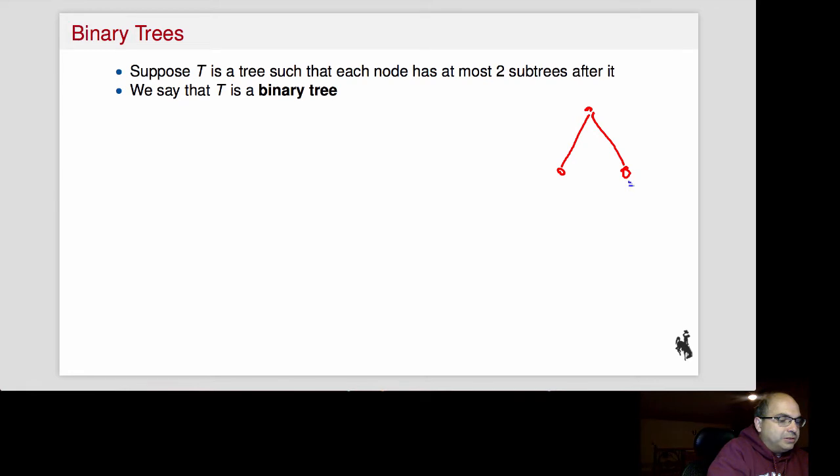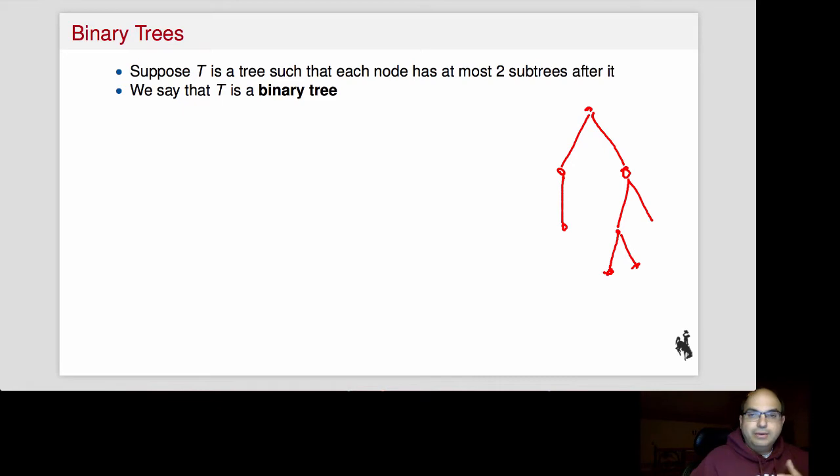Now each child has at most two children. It doesn't have to have two. It could have just one, for example, right? It just has to have at most two. And likewise, eventually, we won't have any children because we're down at the bottom of the tree. So these are called binary trees.